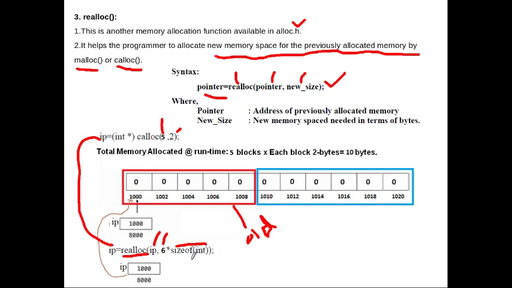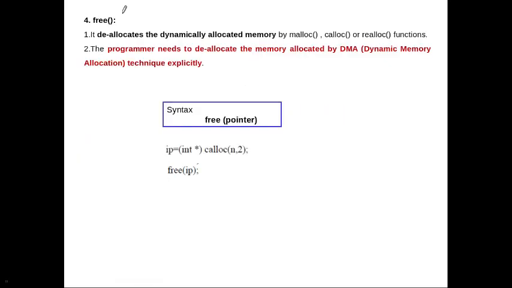Therefore, the new memory which is allocated is 6. So the total memory allocated for this pointer variable is 11: the old 5 and the new 6 memory locations. So reallocation means allocating new memory for memory which is already allocated.